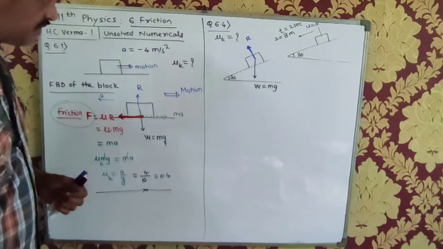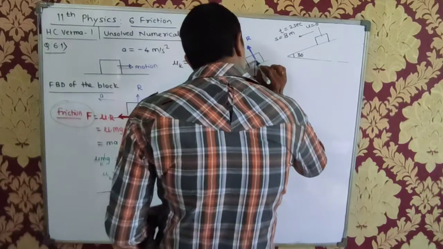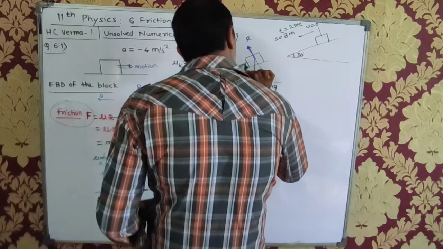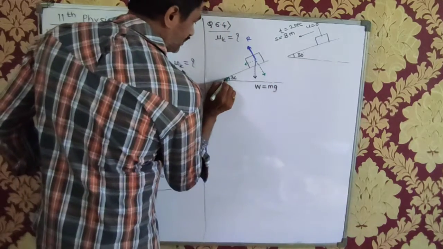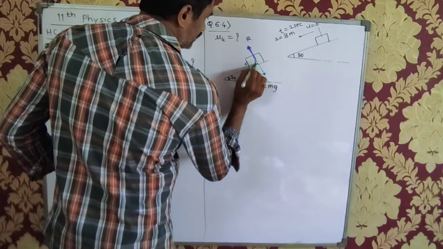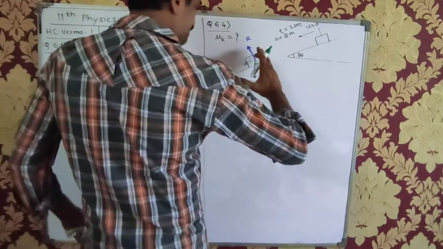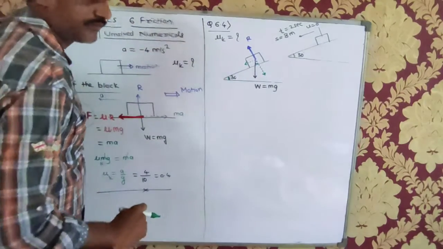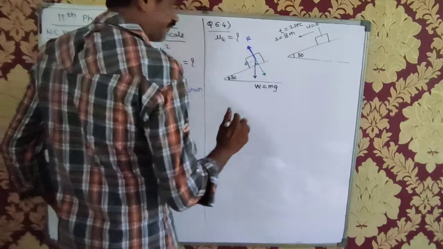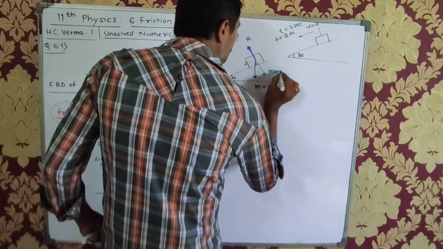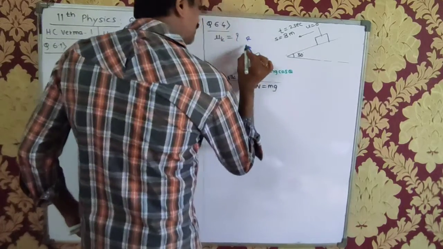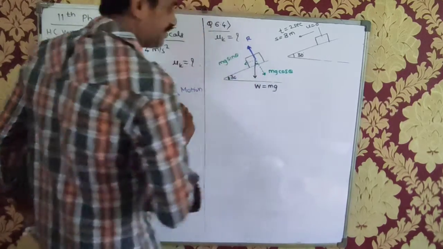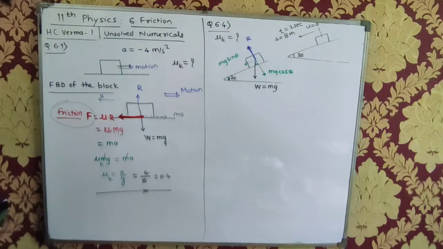Can I resolve this weight perpendicular to the plane and in the direction of the plane? Yes. Now if this angle is 30 degrees, then this angle is also 30 degrees. And this is the cos component and this is the sin component. Tell me, cos theta. This is mg cos theta, which is actually equal to R, and this is mg sin theta. Isn't it? Well, is this okay?